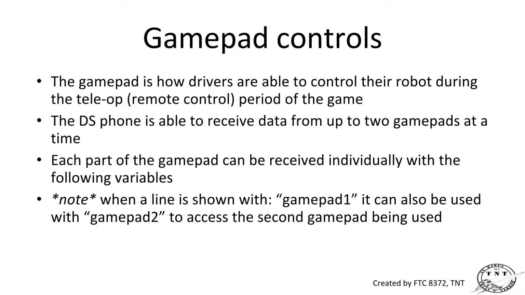So the gamepad is how drivers are able to control their robot during the teleop period of the game by moving the joysticks and moving around the robot in real time. The DS phone receives the data from up to 2 gamepads at a time and sends it to the robot phone such that the robot can say, okay, he moved the joystick, so I will turn this way. Whenever I say gamepad 1, it can also be used with gamepad 2 to reference the second gamepad if you have another one plugged in, but I will just be using gamepad 1 as it's easier.